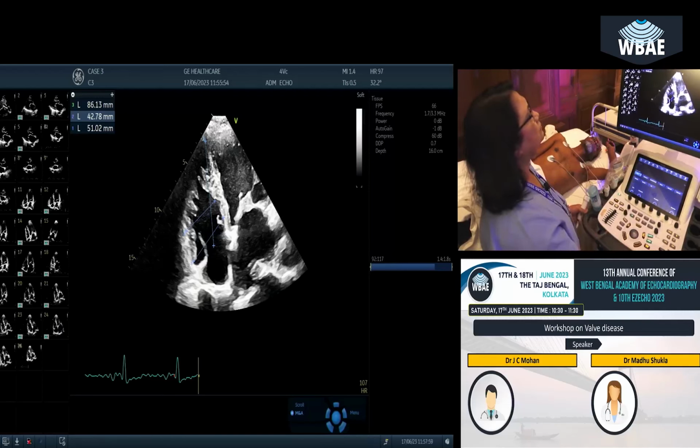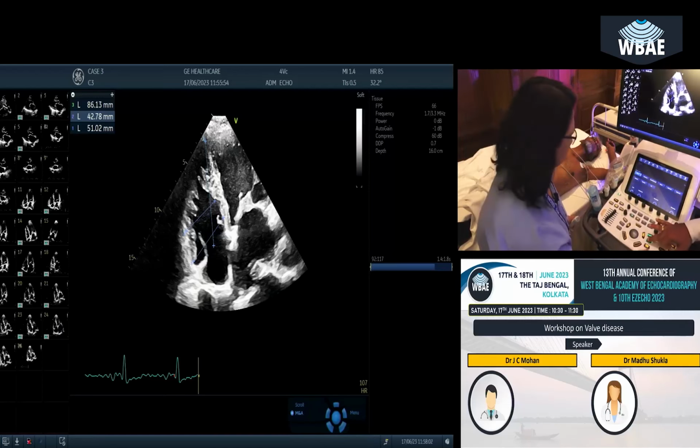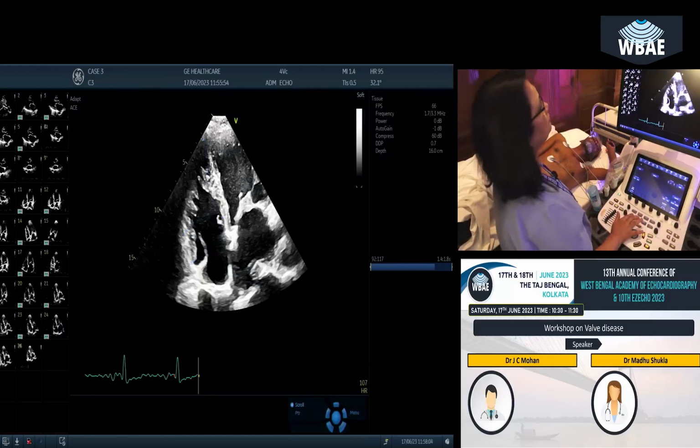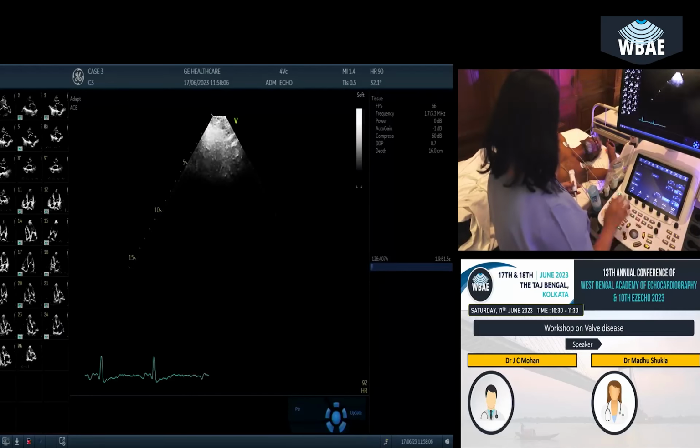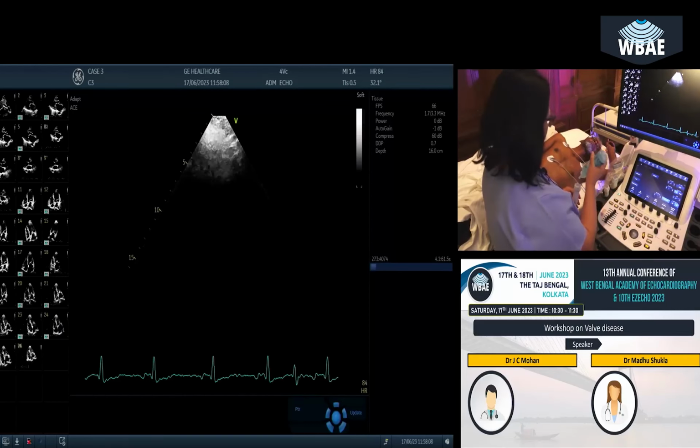Then can you remove it? There is something called RVOT measurements also. But do I do it routinely? The answer is no, only in research. Dr. Mohan, do you do it routinely?